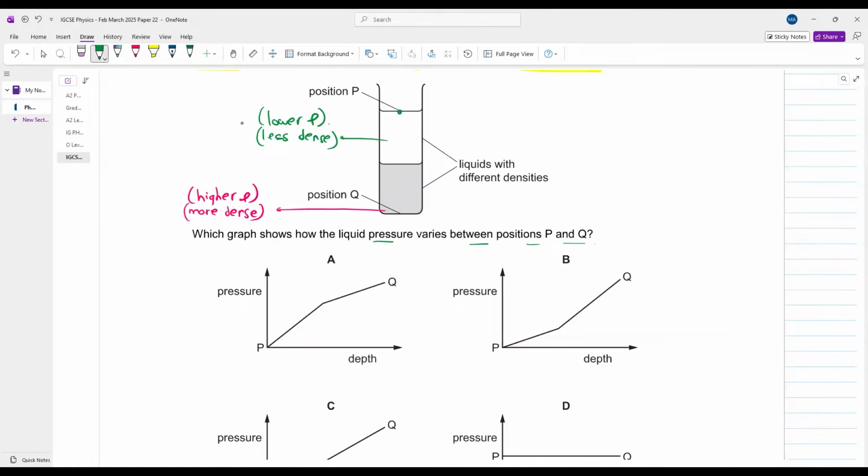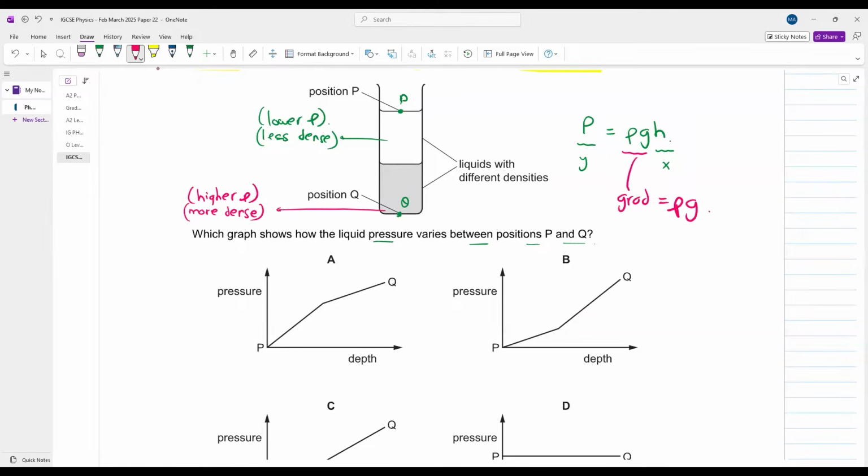बेटा position से P से जब आप Q की तरफ जा रहे हो, how will your pressure vary? Now realize very carefully. प्रेशर का क्या फॉर्मूला होता था? रो जी एच. Can you realize pressure is plotted on the y-axis? Depth is plotted on the x-axis. इस ग्राफ का प्रेशर वर्सेस डेप्थ के ग्राफ का ग्रेडियंट क्या होगा? The gradient of this graph is density into gravitational field strength.